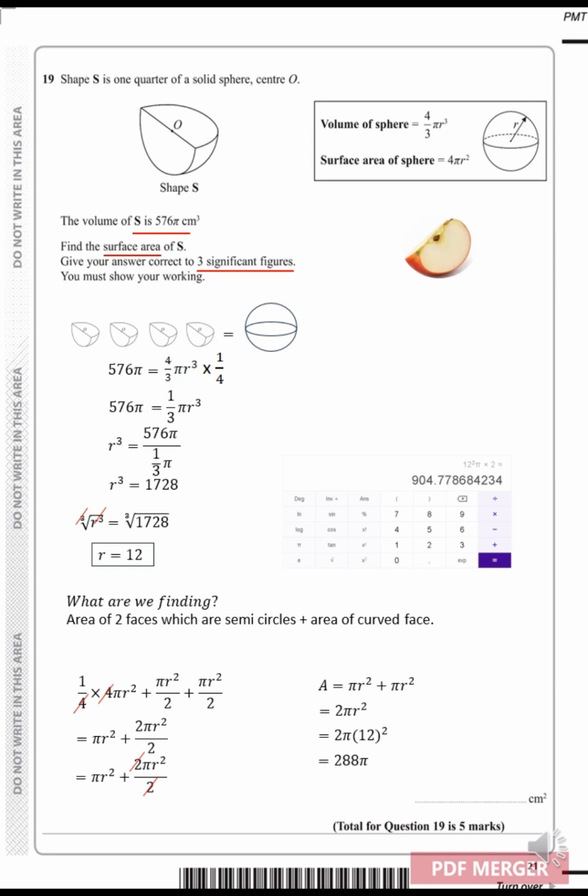Now, in your calculator, this will give you 904.778684234. The question's asking for 3 significant figures. Now, the 7 determines whether we need to round up or round down. Because 7 is greater than 5, we round up to 905 cm² to 3 significant figures. And that is your 5 marks secured for this question.